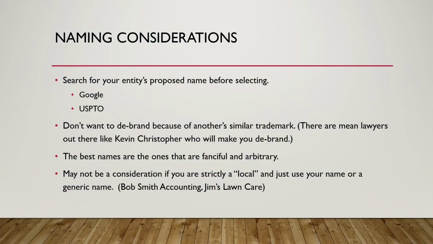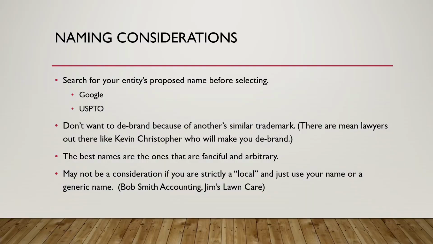Okay, now naming considerations for your business. I'm going to touch on this briefly because it can be important. You want to search for your entity's proposed names, okay? You can use Google. You can use the United States Patent and Trademark Office. The reason you want to do that is because there are mean, nasty lawyers out there like Kevin Christopher. Okay, he will come after you, and if you're using a brand name that's similar to one of his clients' brand names, he'll send you a nasty cease and desist letter, and you don't want to debrand.